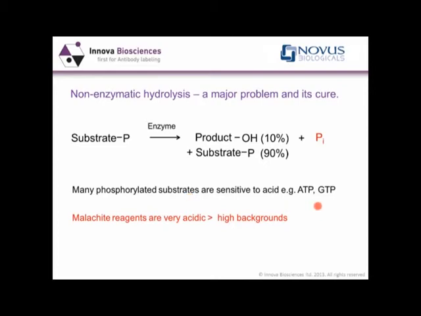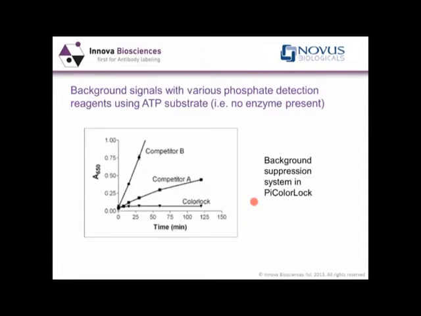And many phosphorylated substrates are sensitive to acid. So ATP, GTP, malachite reagents are very acidic. So you can get hydrolysis and high backgrounds. So the PI Colorlock reagent that we have has a special background suppression system. So even if you incubate an acid-sensitive substrate in the reagent, there's no enzyme here, you get essentially a flat baseline, but without the suppression systems, you get increasingly high background as the color develops. This has nothing to do with enzyme action.